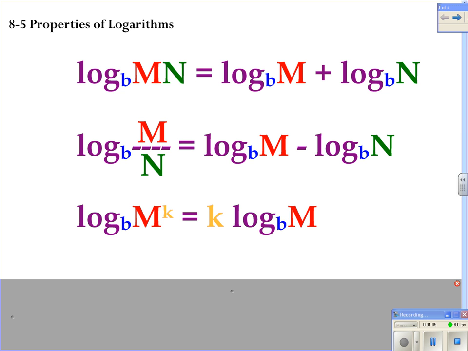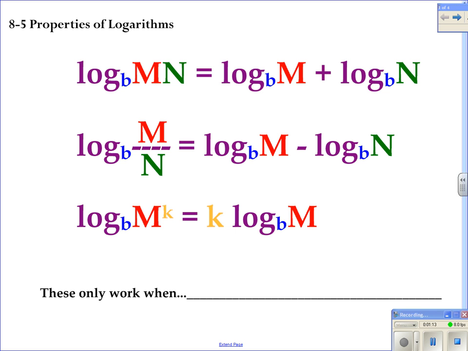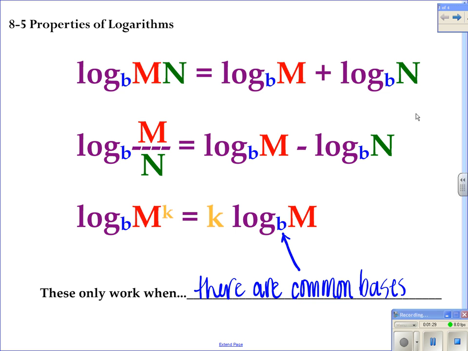Within these problems, we're going to just practice expanding and combining, okay, with these 3 rules. They're the only 3 rules, okay, and they only work when there are common base numbers, okay, meaning right here. So all of them, notice, have b's on every single one. So you can't combine 2 logarithms if they have different numbers right there. All right, so we're going to look at these 3 rules.